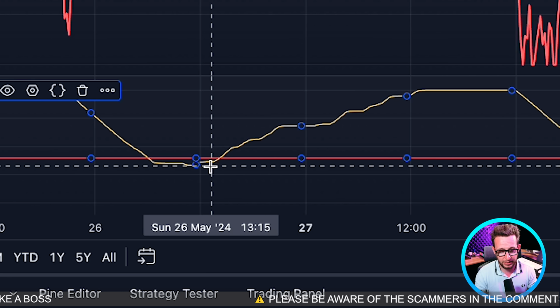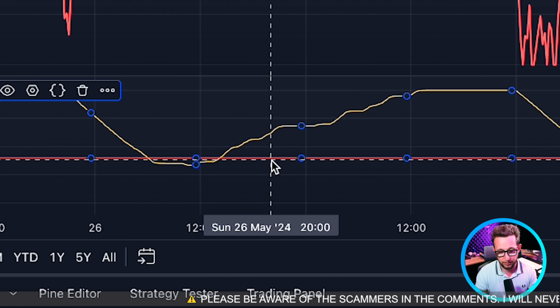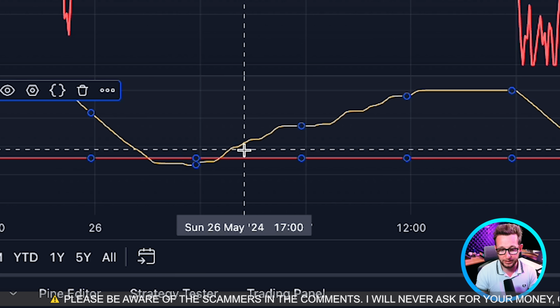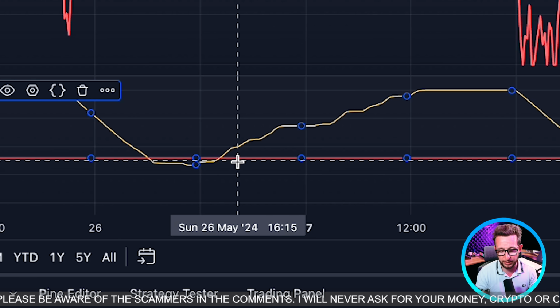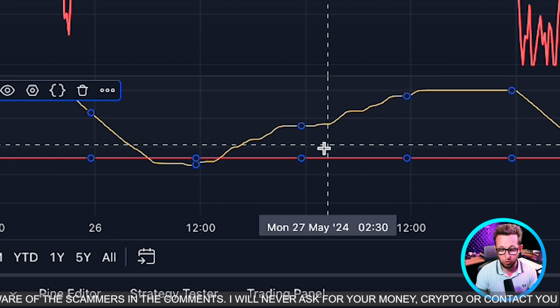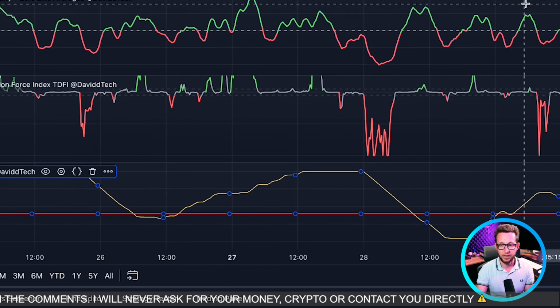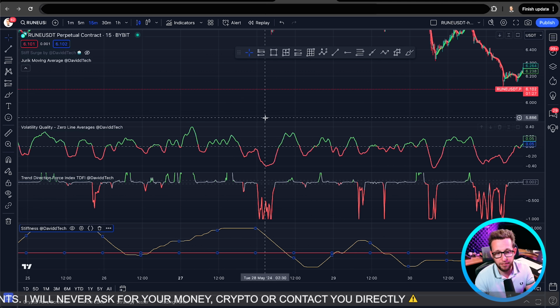Now what the stiffness does is it is a yellow line here. It has a threshold, which is the red line. We're only going to take trades whether they're short or long when the stiffness is above the red line. Once again, it can be short or long, but the stiffness has to be above the red line either way. Okay, let's have a look at some entries very, very quickly.